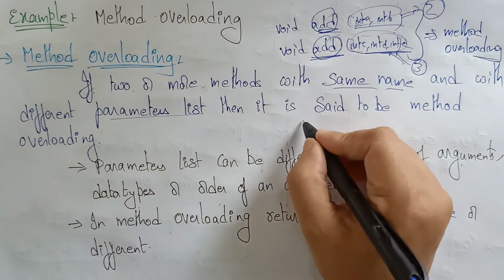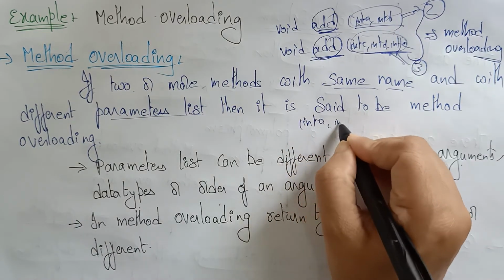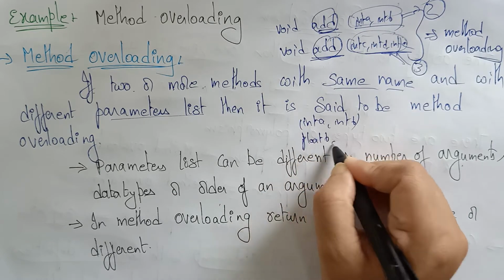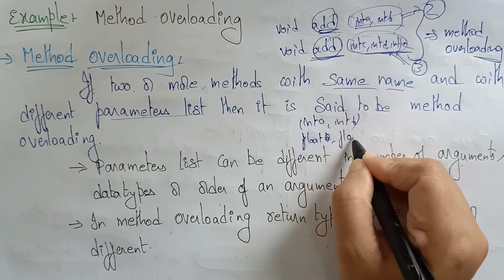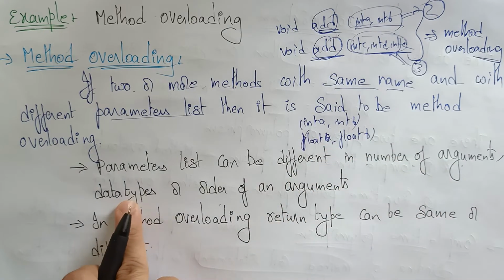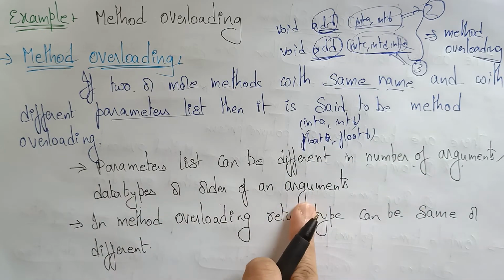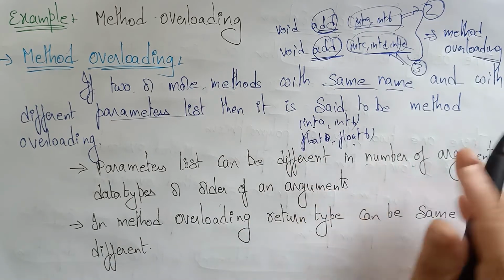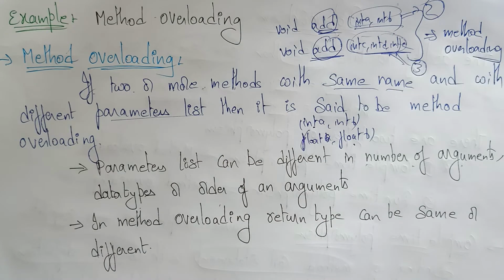Data types also you can vary. Here I have used int A, int B, and in another I am using float A, float B. So you can use different data types, or the order of arguments can also be changed. Here I have used int first and here I can use the other, so the order of arguments can also be changed, but with the same name.